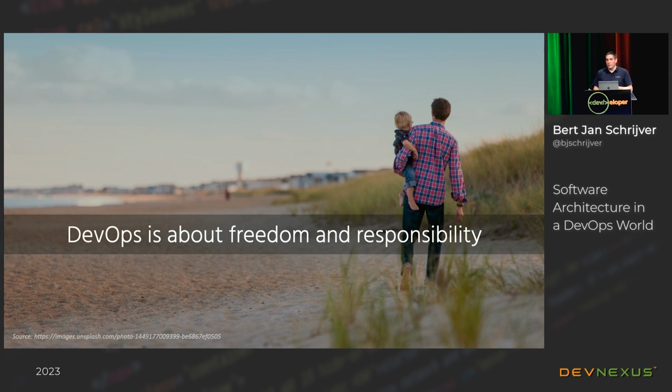As Werner Vogels, the CTO of Amazon, says, you build it, you run it. So when you're just getting started, this typically turns out into you build it, you ruin it. But I guess that's just part of becoming better.